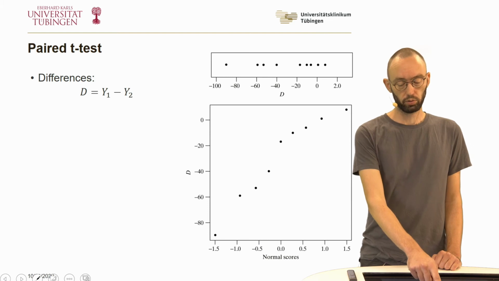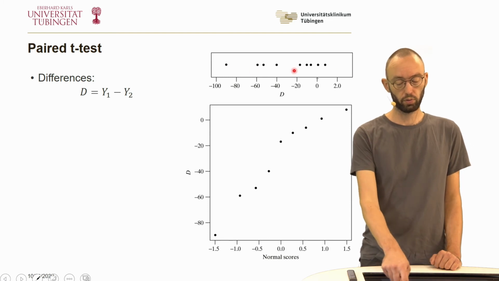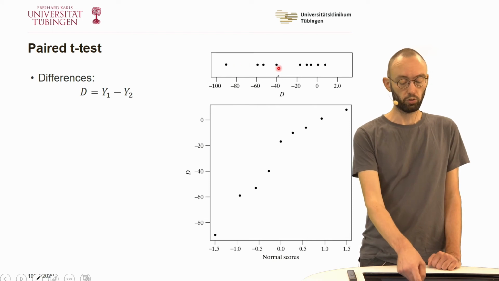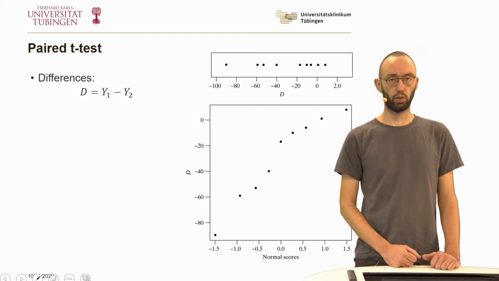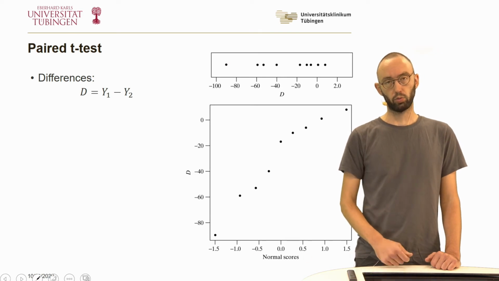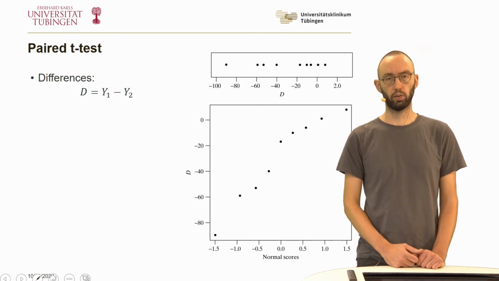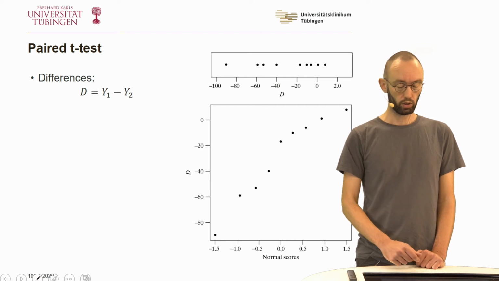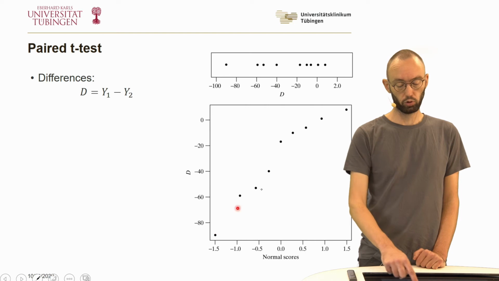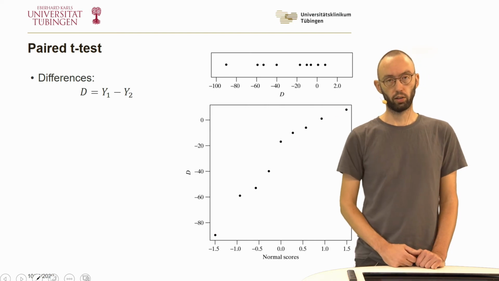In our example, these are the differences. It's a dot plot of the differences, and you can see that this is quite clearly shifted away from 0 towards the negative. When we use a QQ plot or a quantile plot, like we discussed in one of the first lectures, we can see that these differences roughly follow a normal distribution because they roughly lie on the main diagonal.